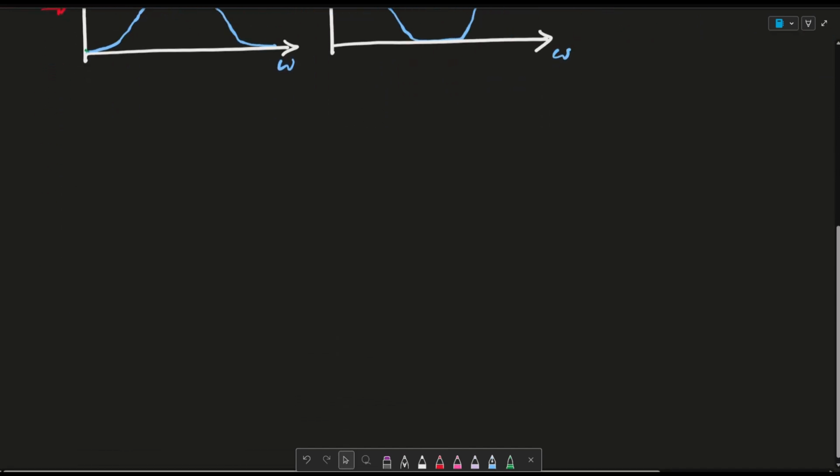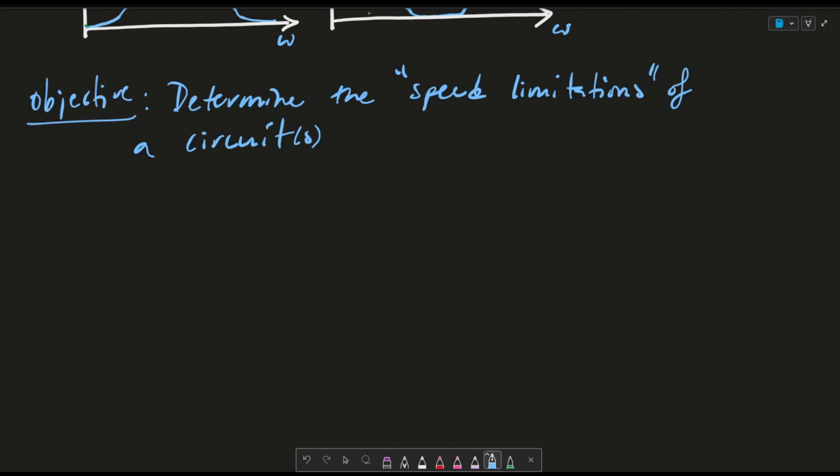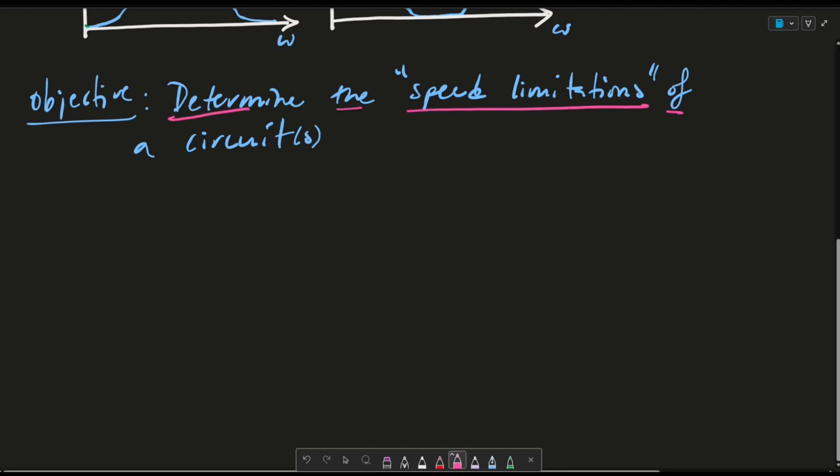So to begin, what is my objective? The objective is to determine the speed limitations of a circuit or of circuits. This means, how fast can my circuit run? What does the circuit do as we increase the frequency?